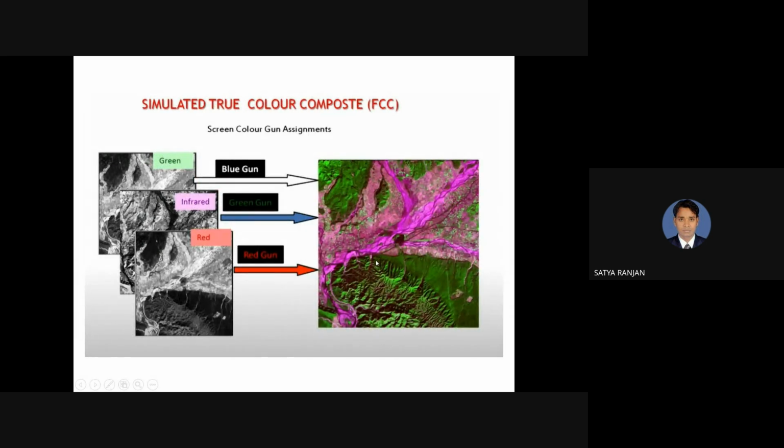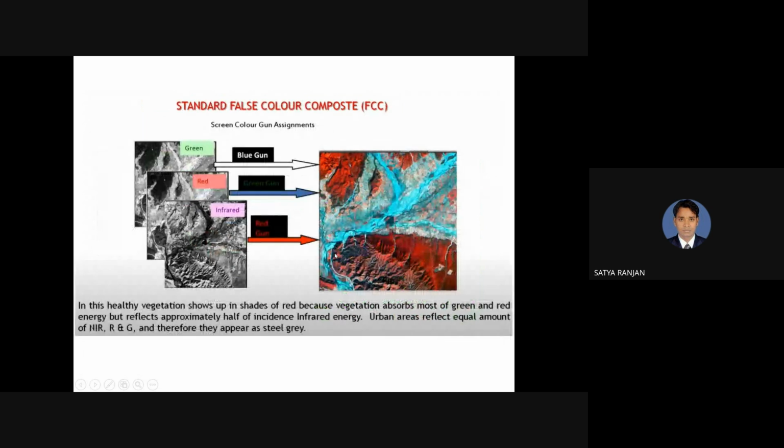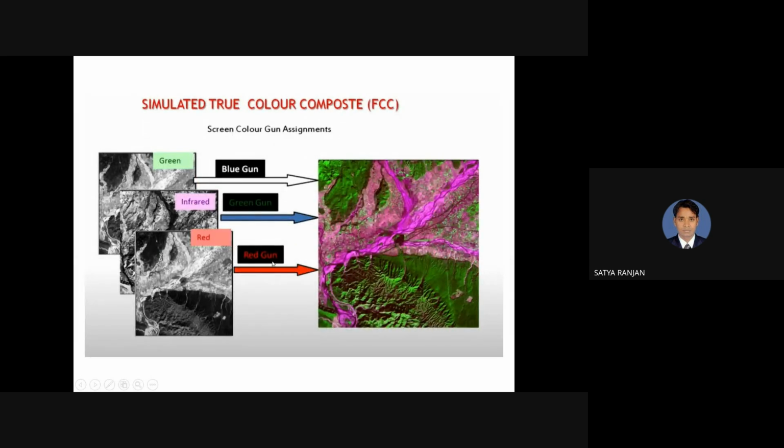But also we can get the true color composite. If we get the true color composite, the vegetation is shown, but other areas are not considered true color because they get a different color. So instead of infrared to red, we can use red to red, green to green, and blue to blue. That's why we get the true color composite.